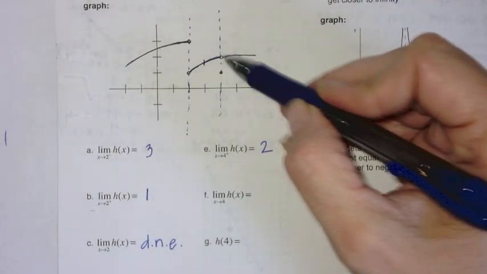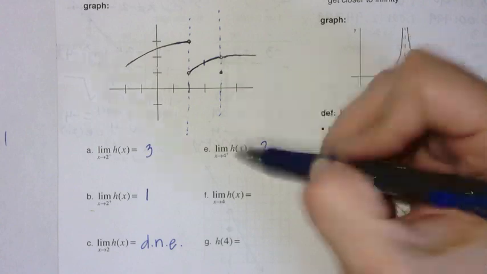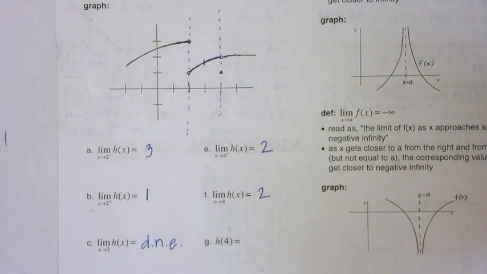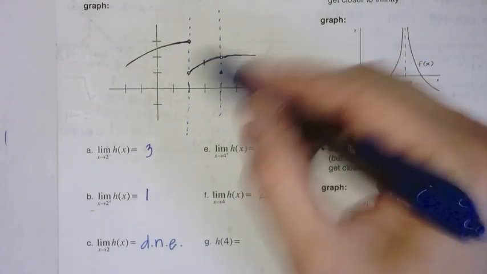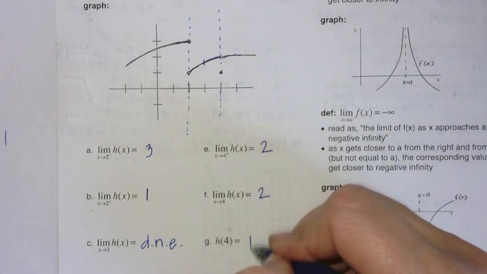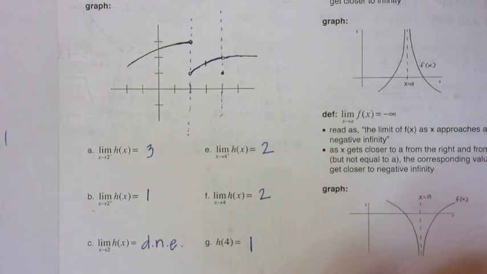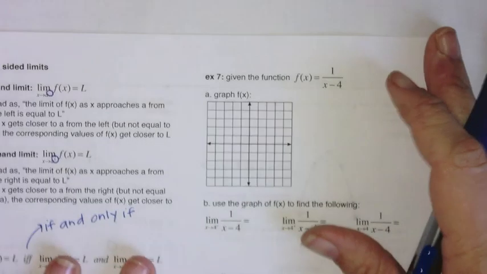So even though my graph doesn't go through a height of 2 when x is 4, it intended to. So the limit at 4, and only 4, not left or right, is 2. But h of 4, because this is the h function, h of 4 is actually 1, because that's the function value. That's the actual height, not the intended height. Okay, moving on. We're moving on to this function right here.